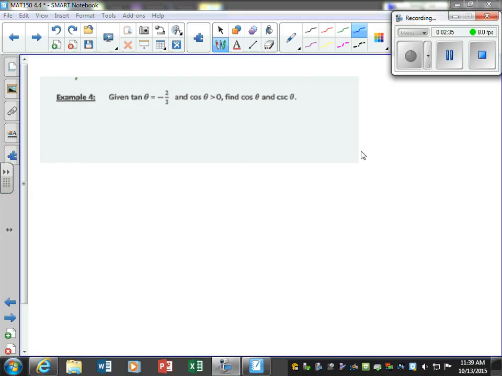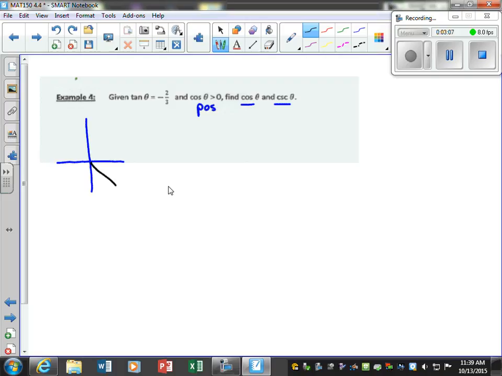So now we're going to extend that a little bit further and say we're given that the tangent of theta is negative 2/3 and they tell us cosine of theta is positive. Okay, find these two trig functions. So first of all, that just helps us to know where is our angle. Where is cosine positive? All students take calculus. Cosine is positive in quadrant 4. That's how I know I'm going to be in quadrant 4.